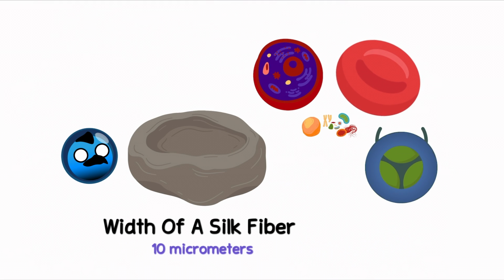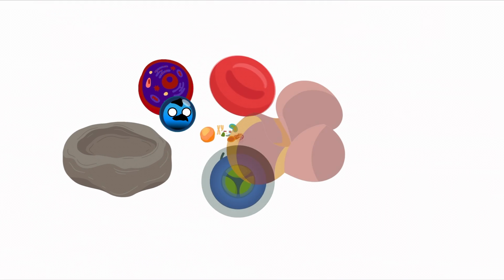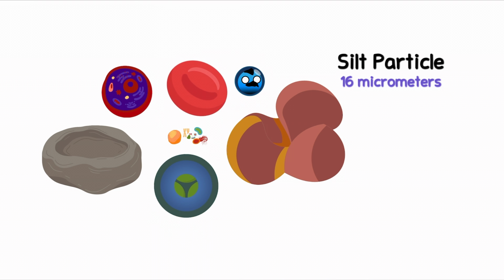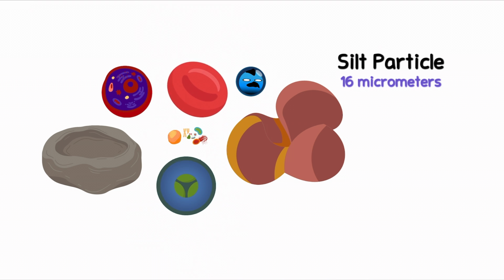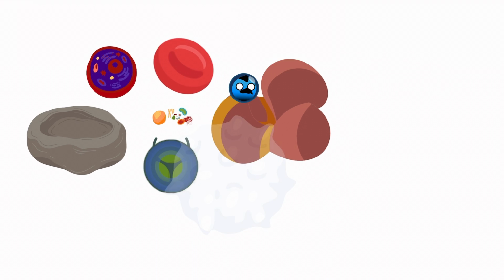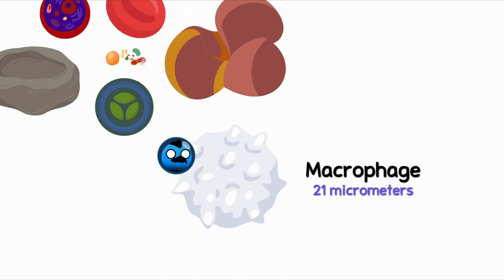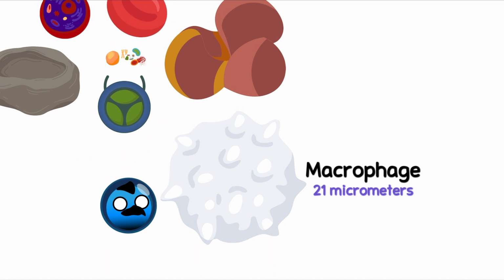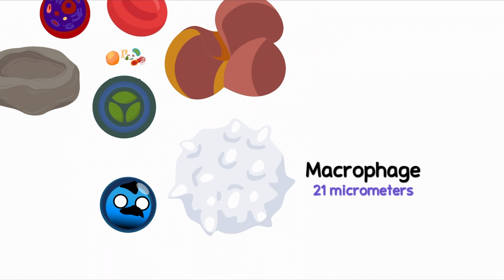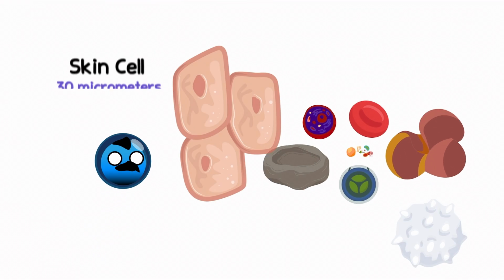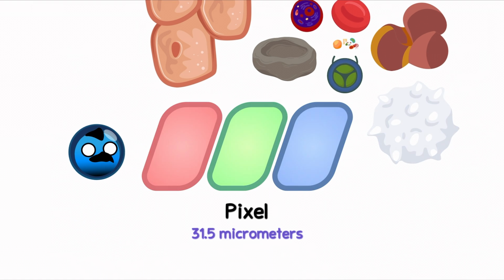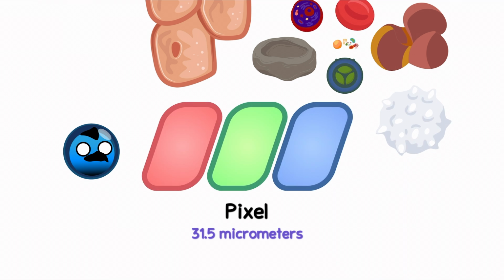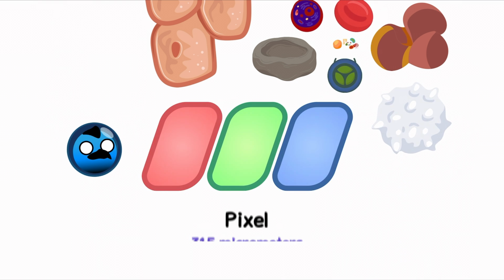Width of a silk fiber, 10 micrometers. Silt particle, 16 micrometers, a type of soil particle that is smaller than sand and larger than clay. Macrophage, 21 micrometers, immune cells that consume and destroy pathogens and cellular debris in the body. Skin cell, 30 micrometers. Pixel, 31.5 micrometers, the smallest unit of a digital image.